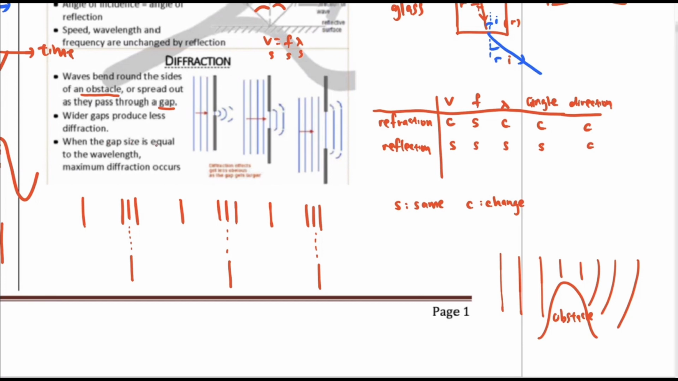They are kind of straight. When the gap size is equal to the wavelength, maximum diffraction occurs. So you see, the gap is the same as the wavelength, then maximum diffraction, which means it bends a lot. Okay, so we have done everything in the first part.